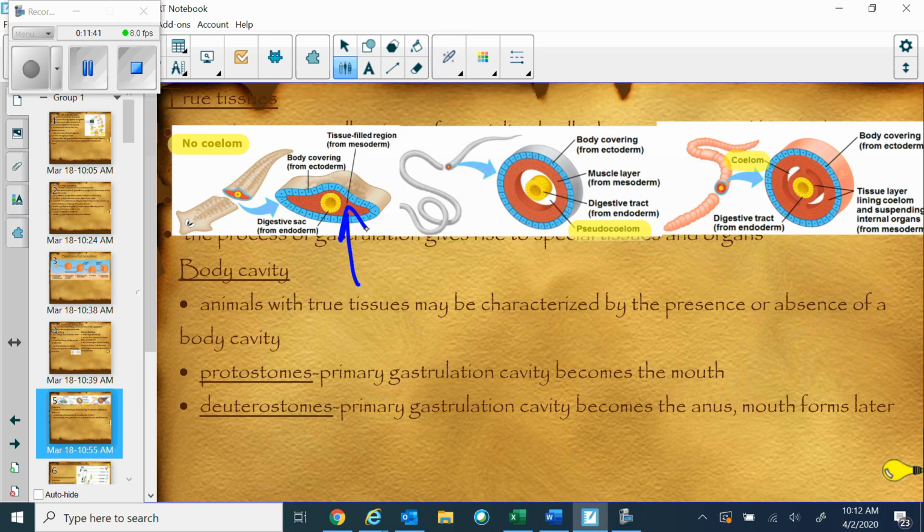which is here. That's the absence. This is the first time we see a cavity, but that's called a pseudocoelom because it's not attached. This coelom is detached, and there's an attachment of the mesoderm, as you can see there. And that's important because that means our organs are suspended.